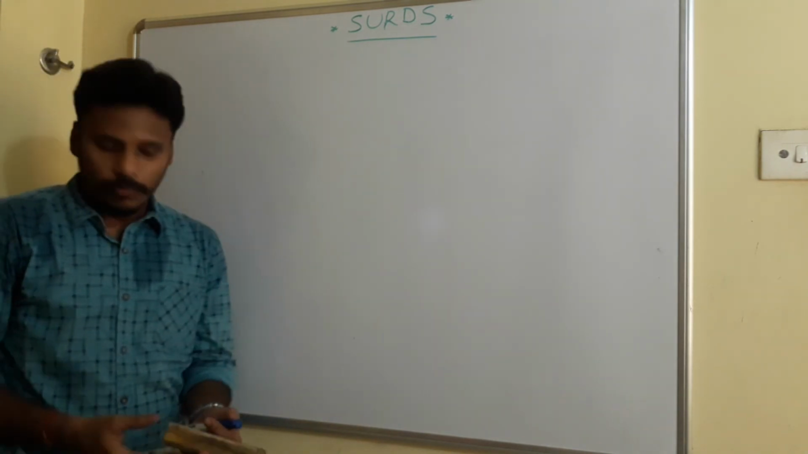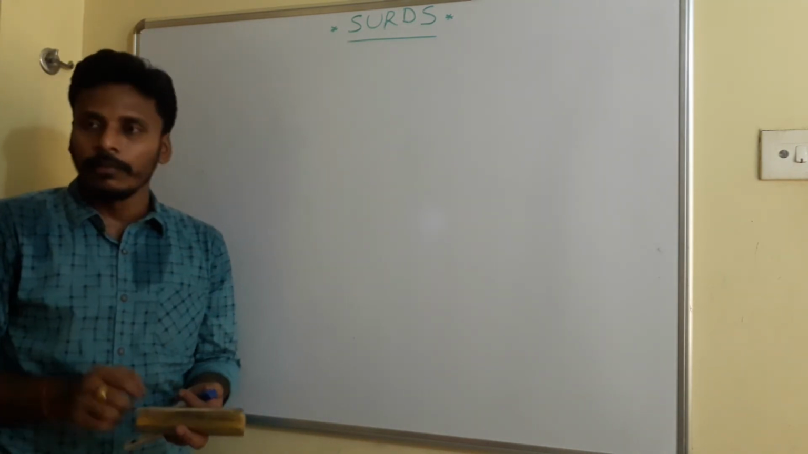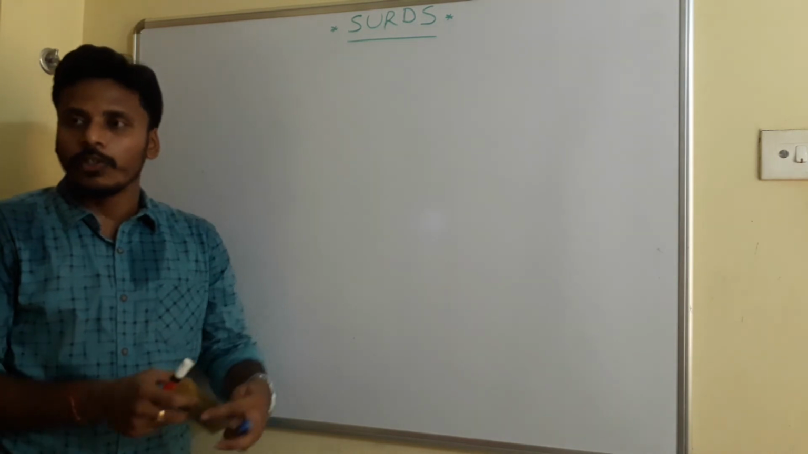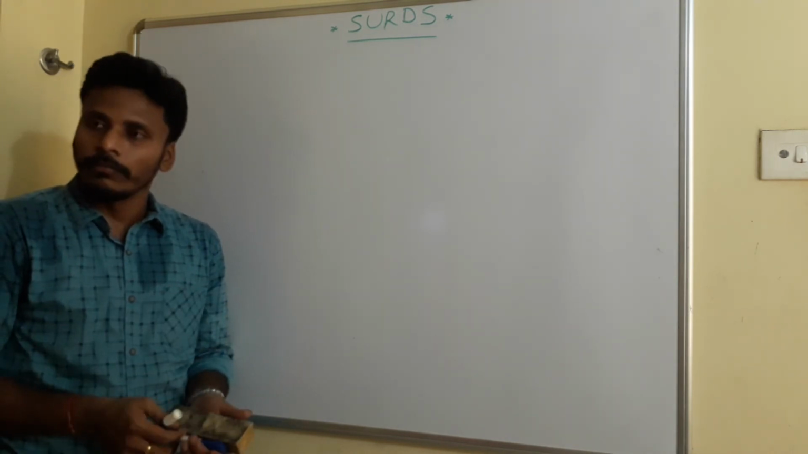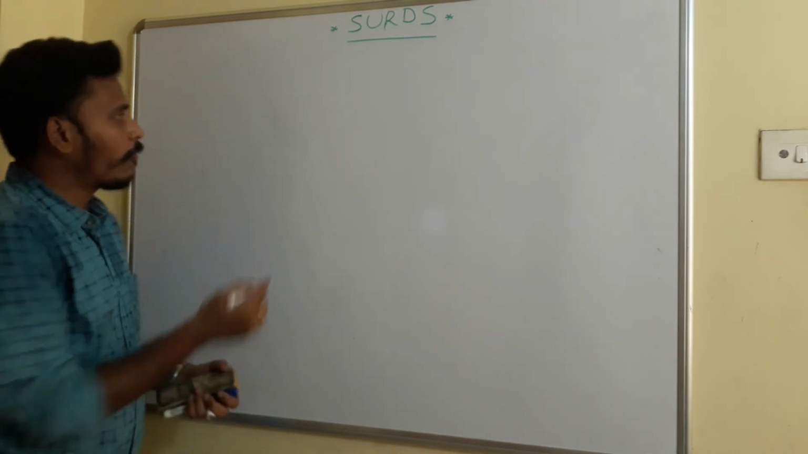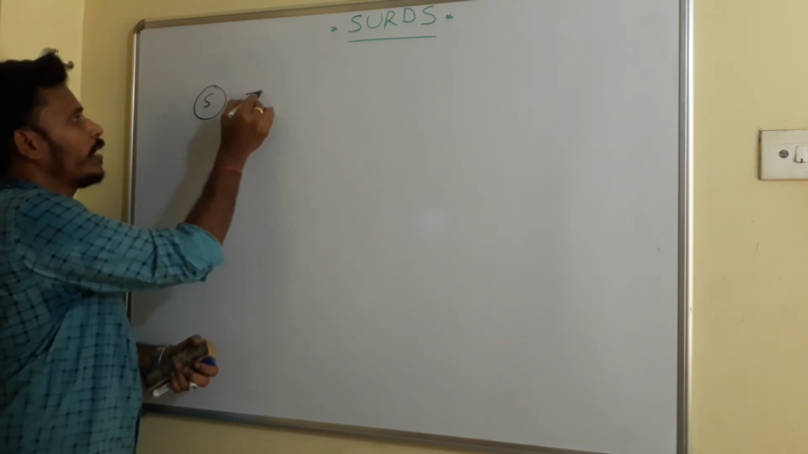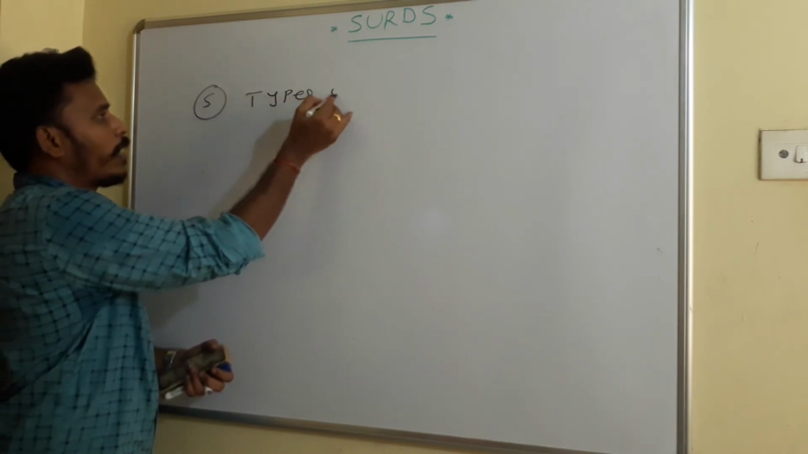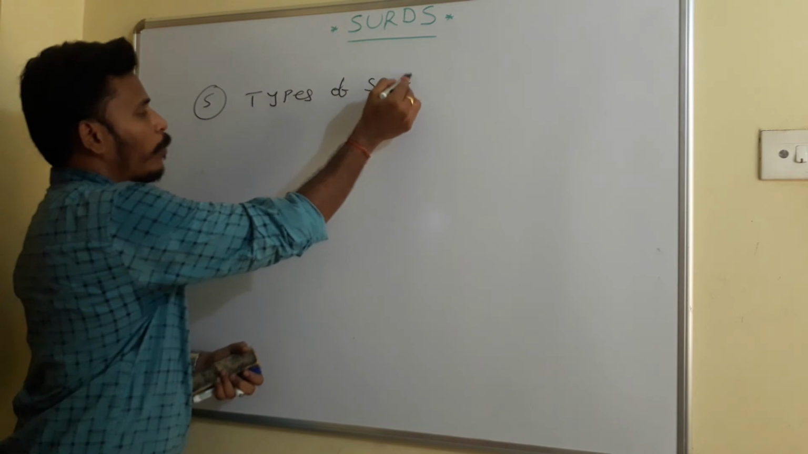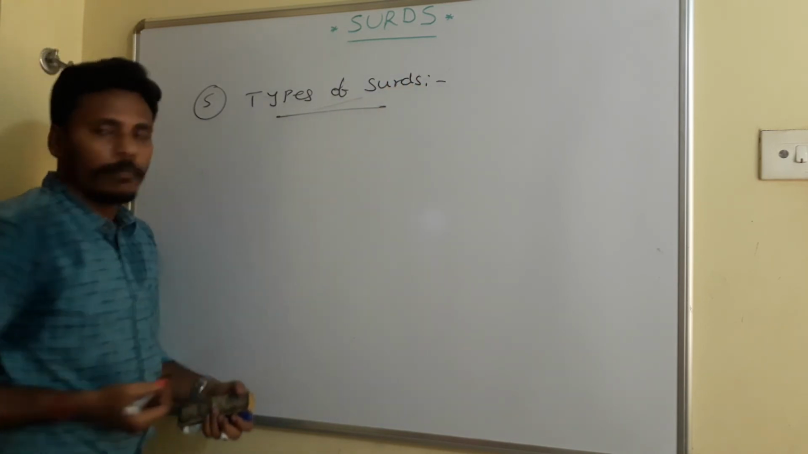So already I told you, while the class is going, while we are moving in the class, you just take certain screenshots or make running notes. Then the fifth point about the surds is about the types of surds. There are different types of surds. I am going to mention all those types.